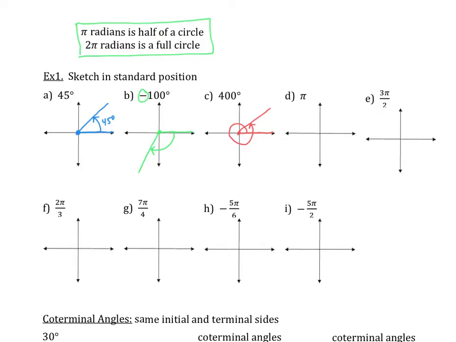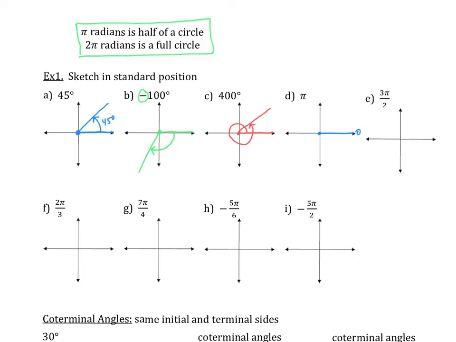Okay, now we're going to switch to radians. If there's no symbol next to your angle, you always assume it's in radians. Okay, so we're going to start in standard position as always. Vertex, initial side. We start here, this is 0 radians, just like it's 0 degrees.